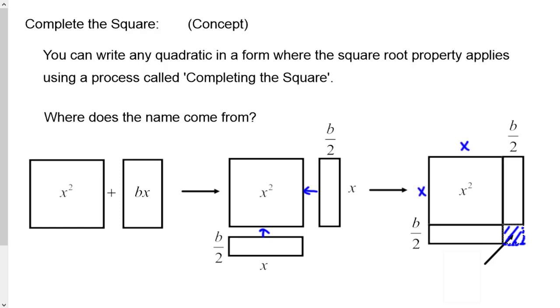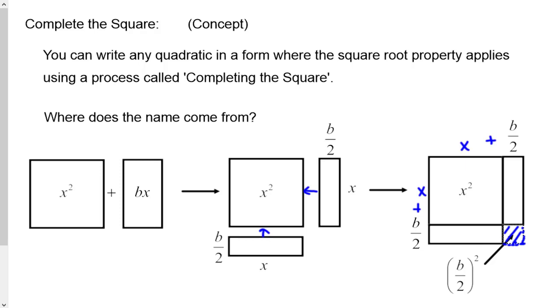Again, this is x, this is also x, plus b over 2, plus b over 2. It's almost a perfect square, but it's not quite. It's missing that little tiny piece I've colored in blue. Each dimension of it is b divided by 2. If I square that number, that's what I would need to add to get a complete square.